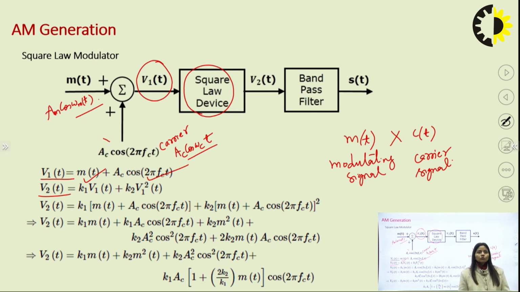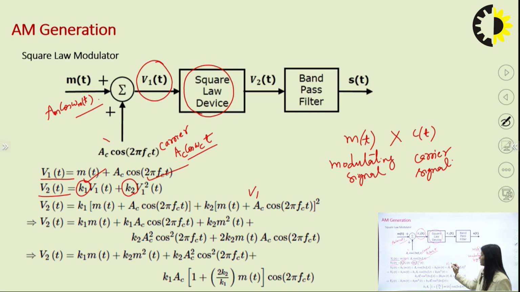So I am passing it to a square law device, and the output V2(t) from the square law device is nothing but, whenever we square, some square signal is there and some non-square signal is also there. So the non-square signal I have taken some constant K1, for square signal I have taken some constant K2. So V2(t) equals K1 V1(t) plus K2 V1 square (t). Now we will open this and then calculate the V2(t). So V2(t) will be K1 times [m(t) plus Ac cos omega c t] plus K2 times [m(t) plus Ac cos omega c t] square.